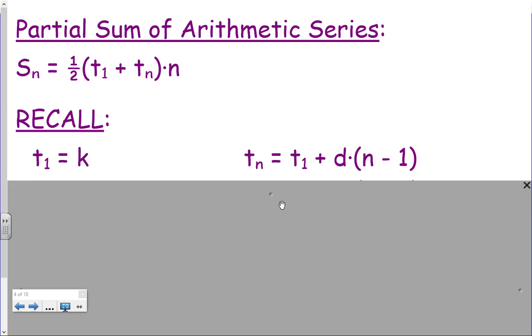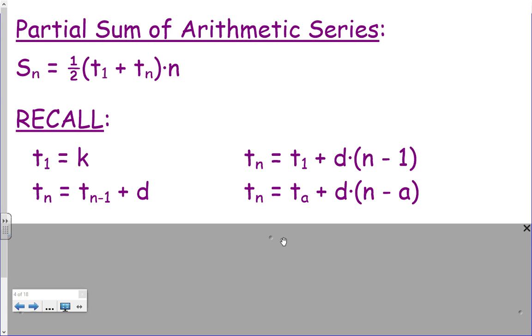Now recall here, when you're working with an arithmetic series, or really an arithmetic sequence we talked about in the previous section, that there's a couple of formulas that we worked with. Over on the left here we have our recursive formulas. T sub 1 equals k, and t sub n is equal to t sub n minus 1 plus d.